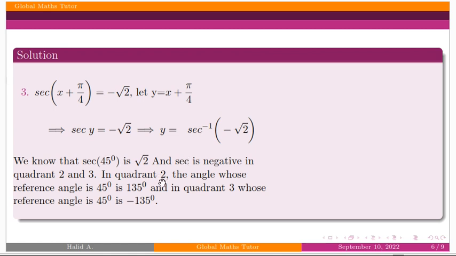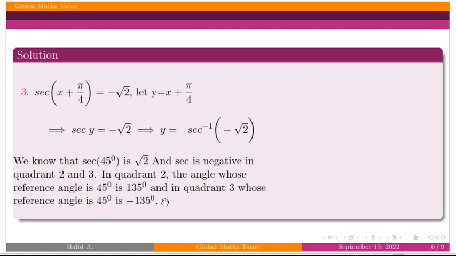So in quadrant 2, finding an angle whose reference angle is 45 degrees is the same as measuring an angle of 135 degrees. In the same way, in quadrant 3 we can find a reference angle of 45 degrees. Measuring in the clockwise direction, it gives minus 135 degrees, or in the anti-clockwise direction you can get 225 degrees.